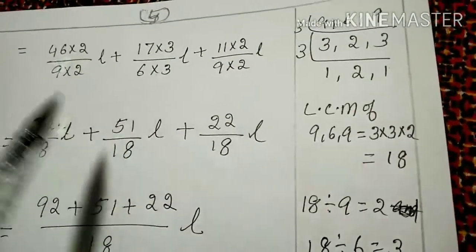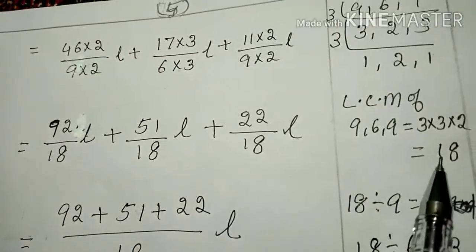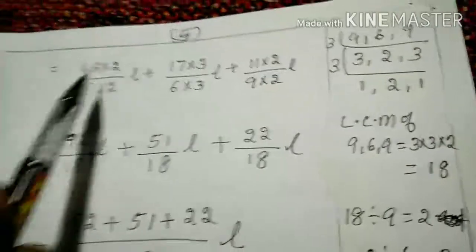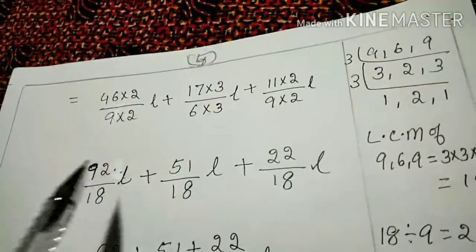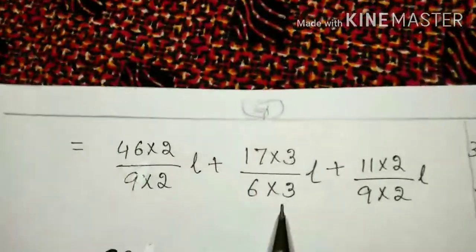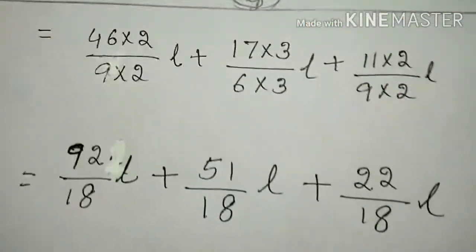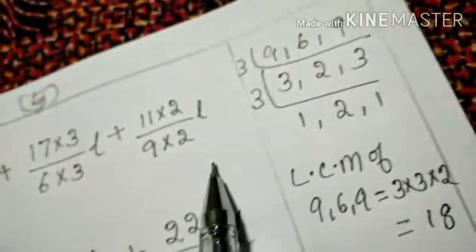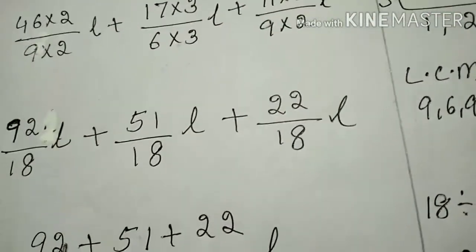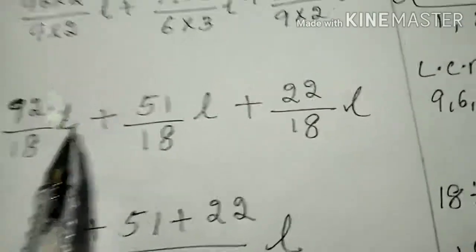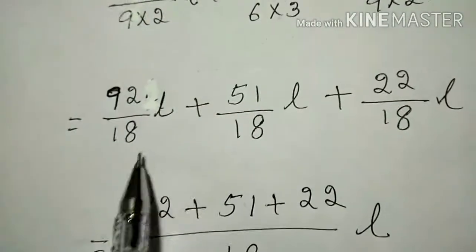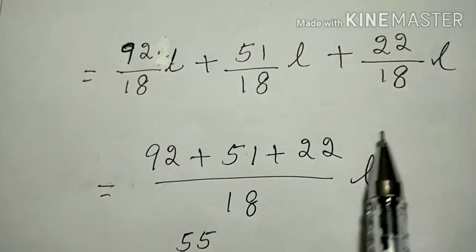After getting the LCM, divide the LCM by the denominator of the first fraction, 18 by 9, that is equal to 2, and multiply both numerator and denominator by 2. Similarly, divide the LCM by the denominator of the second fraction, and multiply both the numerator and denominator by that number. Similarly, in the third fraction also. Doing it this way, you will get 92 by 18 liter plus 15 by 18 liter plus 22 by 18 liter. Now we converted them into like fractions.